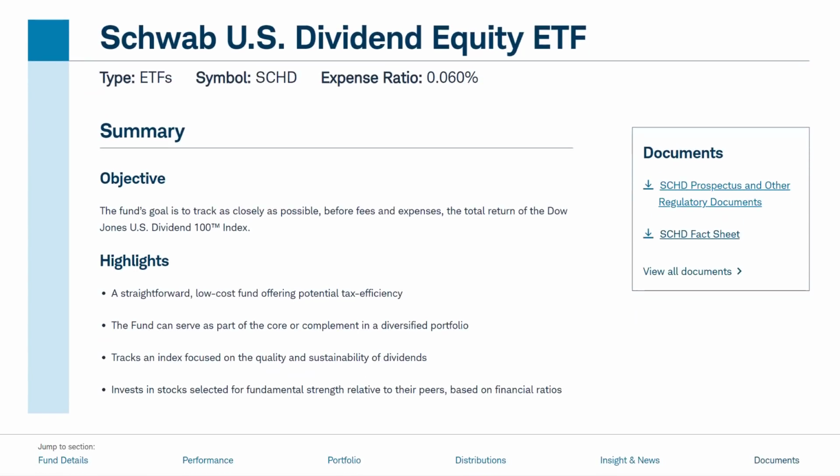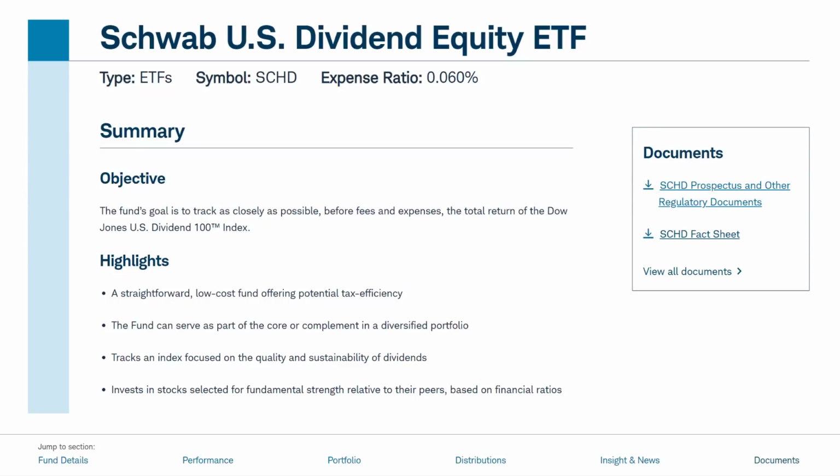So the highlights of this ETF: it's a straightforward, low-cost fund offering potential tax efficiency, and the fund can serve as part of the core or a complement in a diversified portfolio. So this is what I was talking about. If I were to own SCHD as a whole or supplement my portfolio with it, personally, I would not just YOLO all into SCHD. I would rather have it complement or be part of my overall portfolio. I would even consider, if I was building my dividend portfolio new, building it around SCHD, I think could be a really good idea.